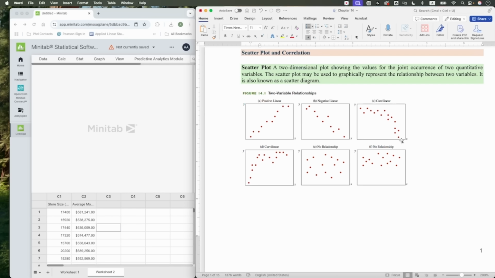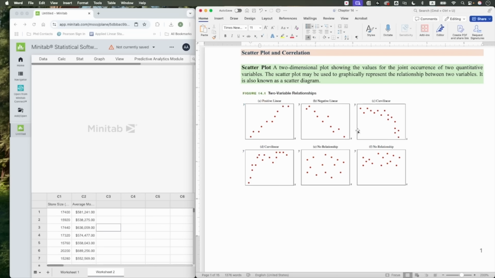Normally, we have two variables again: a variable on the x-axis and a variable on the y-axis. The variable on the x-axis is going to be the predictor or the explanatory variable. This is the variable that is going to be used to explain the variation in the dependent variable, okay?